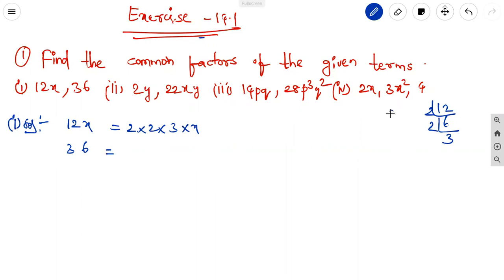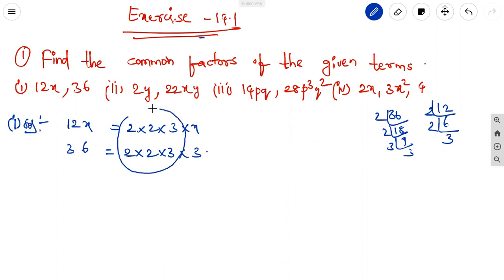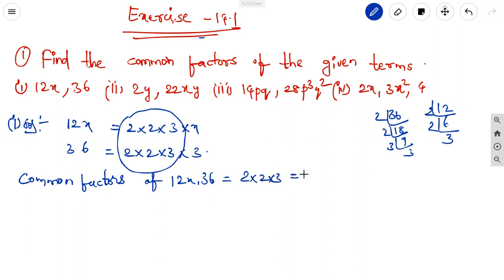36's factors: 2 18s are 36, 2 9s are 18, 3 3s are 9. So 2 into 2 into 3 into 3. Observe it. Here 2 into 2 into 3 are the common factors. So the common factors of 12x and 36 equal 2 into 2 into 3. That is, 2 2s are 4, 4 3s are 12 is the common factor.